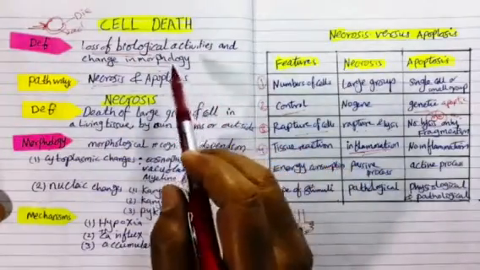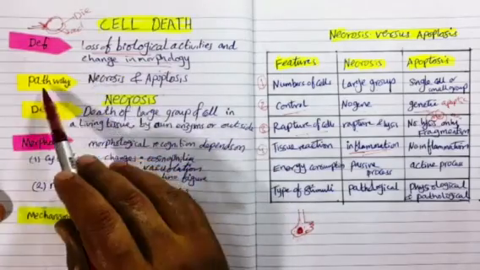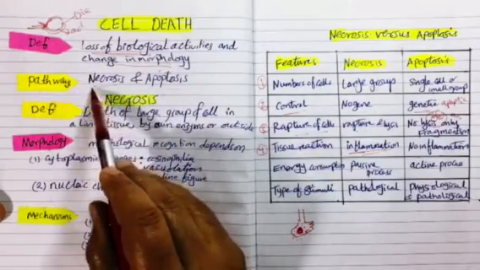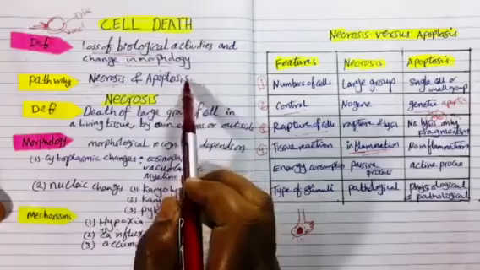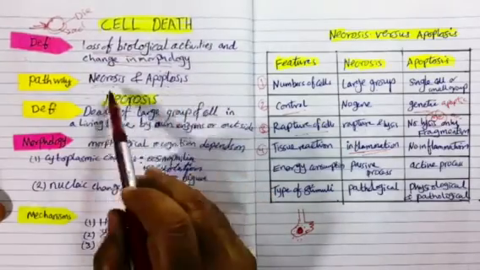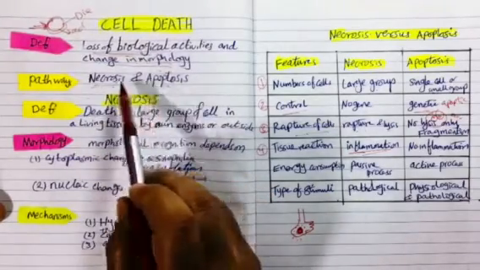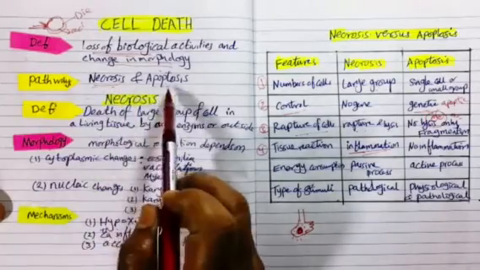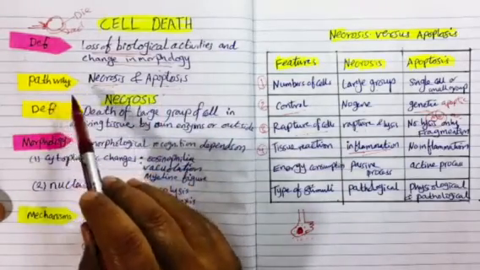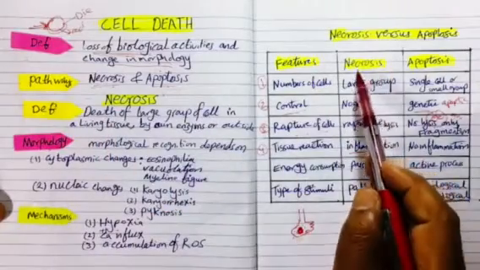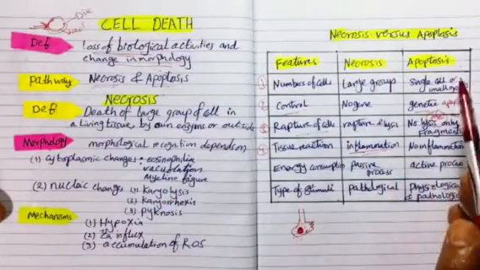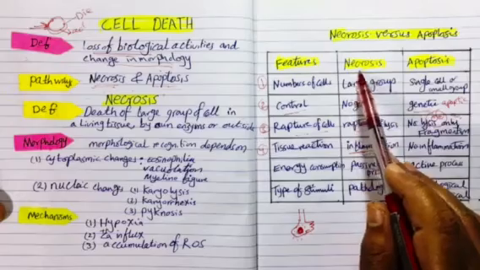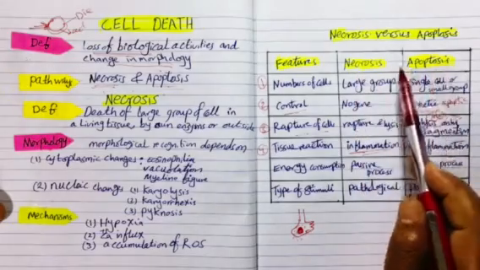When cell death takes place, it takes place by two pathways. Number one is called necrosis, the other one is called apoptosis. So here you see that we have two pathways for a cell to die, necrosis and apoptosis. Both of these pathways have a lot of different features, and you see this table which differentiates between necrosis and apoptosis.